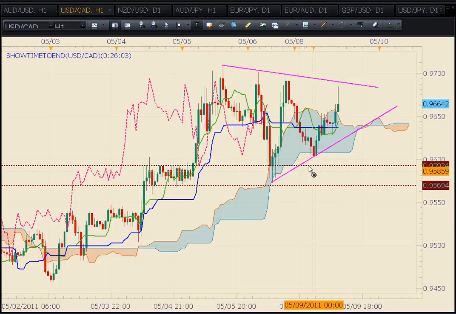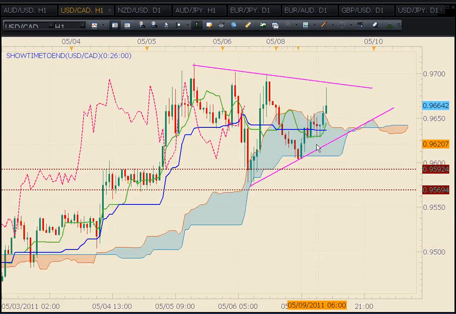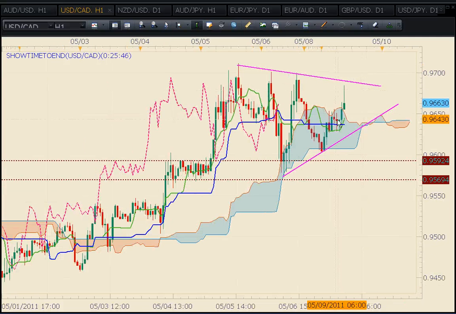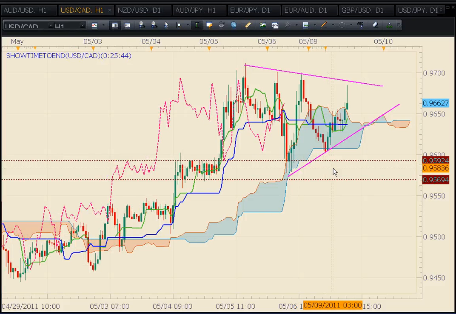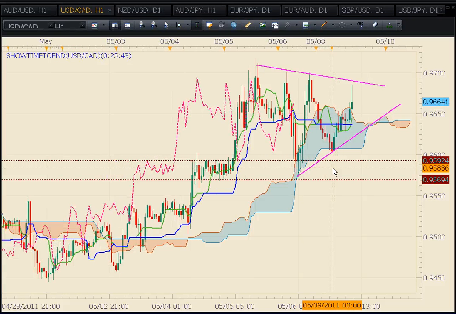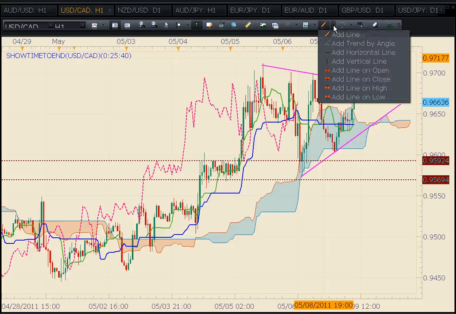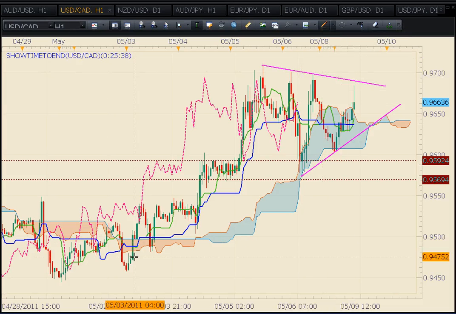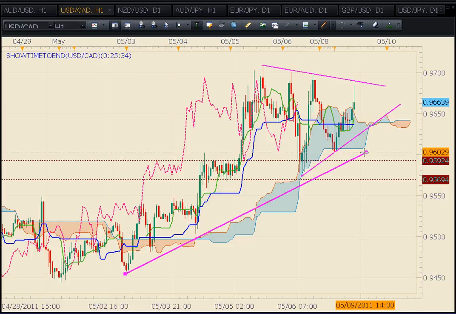If you look at this chart, the Ichimoku cloud gives you some kind of idea, lets you know where you could look and what might happen. I drew this symmetrical triangle in, so that was another clue. And you just look for little clues to help you decide which way the market's going. We put in a little trend line here. Put that trend line in right here.